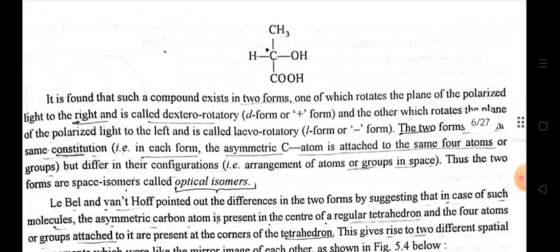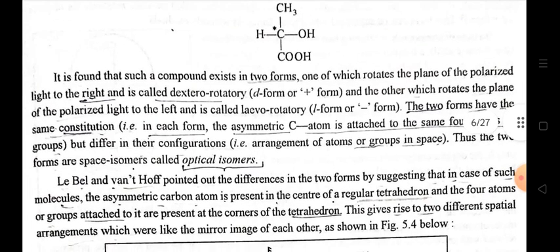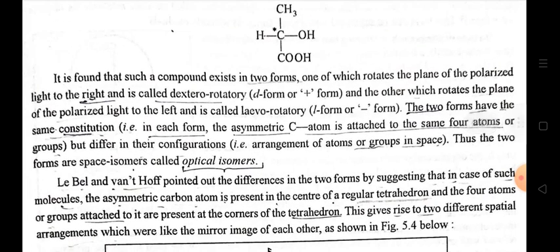It is found that such a substance exists in two forms, one of which rotates the plane of polarized light to the right and is called dextrorotatory D form or plus form. Another which rotates the plane of the polarized light to the left and is called levorotatory L form or minus form. The two forms have the same constitution. In each form, the asymmetric carbon atom is attached to the same four atoms or groups, but they differ in their configuration, the arrangement of atoms or groups in space. Thus, the two forms are space isomers called optical isomers.